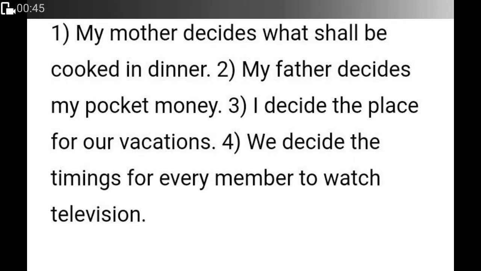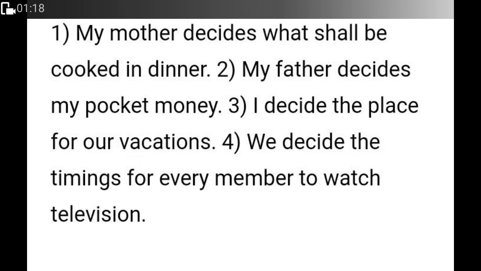Now, my mother decides what should be cooked for dinner. So what you eat in the morning for breakfast, for lunch and also for dinner is something that mom decides in most families. The father decides how much money you can spend, so how much pocket money you should get. And what do you get to decide? You get to decide where you want to go for a vacation, or where your family wants to go for a vacation.